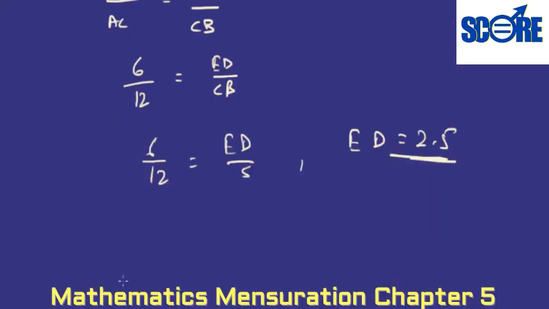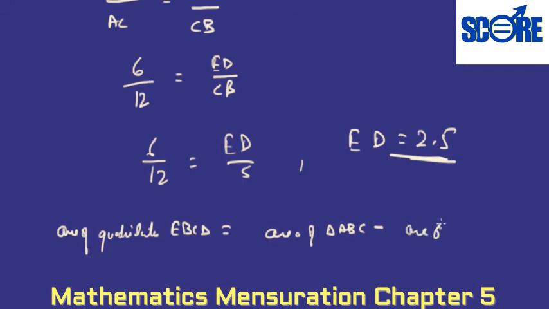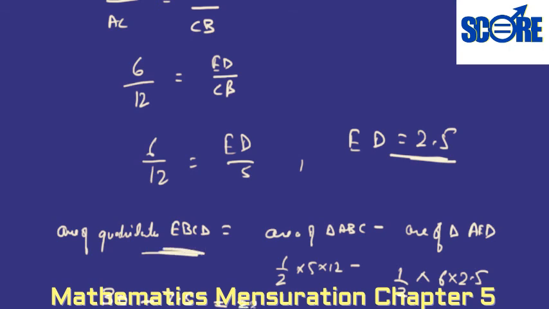Now the important thing is area of quadrilateral EBCD is equal to area of triangle ABC minus area of triangle AED. Right? Now triangle ABC area is half 5 into 12, minus area of triangle AED, which is half 6 into 2.5. Now half 5 into 12 is 30, minus half 6 into 2.5 is 7.5, and the area of the given quadrilateral EBCD becomes 22.5.